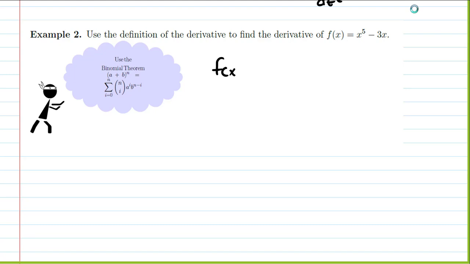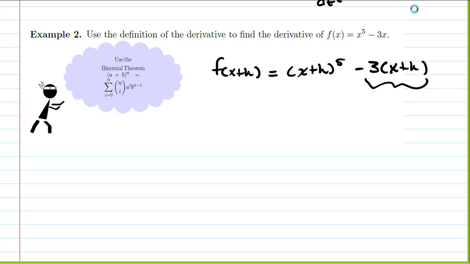because we know we're going to need to calculate f of x plus h at some point. Well, f of x plus h is (x plus h) to the fifth minus 3 times (x plus h). Well, this guy, we just distribute the negative 3 in and we're good to go. But how are we going to calculate (x plus h) to the fifth? Well, the long way would be to write out x plus h times x plus h times x plus h times x plus h times x plus h and multiply out those 5 binomials, right?